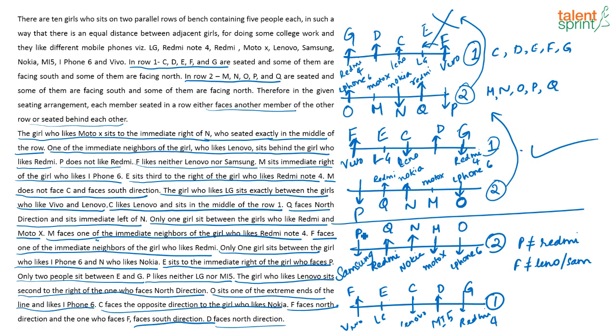This is the arrangement though. You have P, Q, N, M, O. P likes Samsung, Q likes Redmi, then Nokia, Moto X, iPhone 6. Then you have F, E, C, D, G, who like Vivo, LG, Lenovo, MI5, Redmi 4. So we have got this arrangement, and I have to find out the direction of E. I am just seeing which information I have to use.